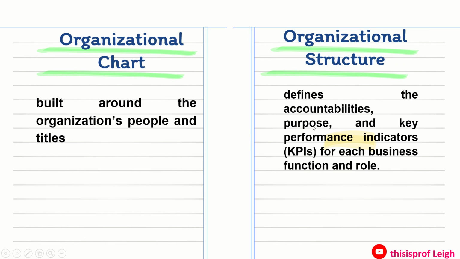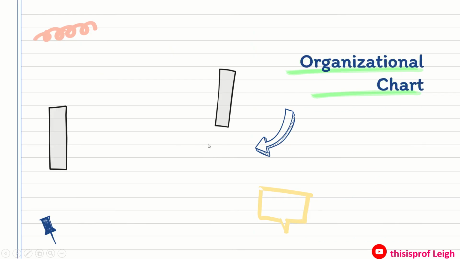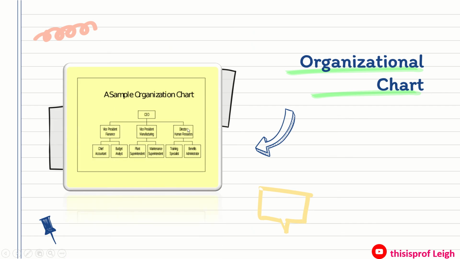So the underlying roles or responsibilities of these positions are what we call the structure. The accountabilities, the purpose, and the KPIs for each function and role. So this is what we call structure. The chart itself, what you see drawn in rectangles and squares, and these lines, is what we call the organizational chart.